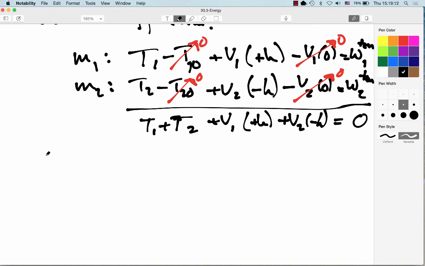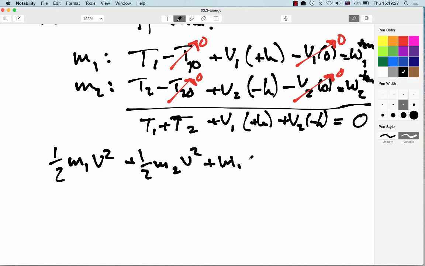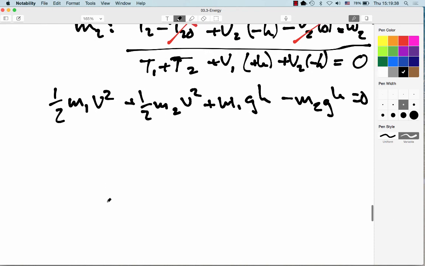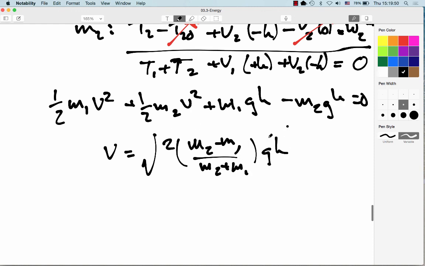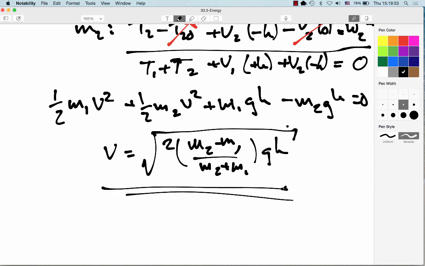So, anyway, this would give us 1/2 M1 v squared plus 1/2 M2 v squared, since these are constrained to have the same final speed. We know the gravitational potential energy of the first object will be M1 gh. The second will be, because it's a negative h, minus M2 gh, equals 0. And then we can go ahead and solve it for v. And when we do, we get the square root of 2 times M2 minus M1 over M2 plus M1 gh, just like before.